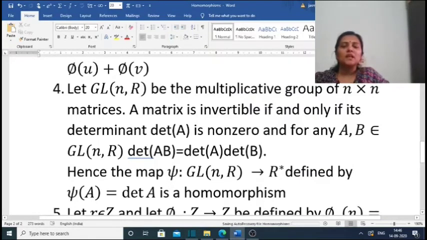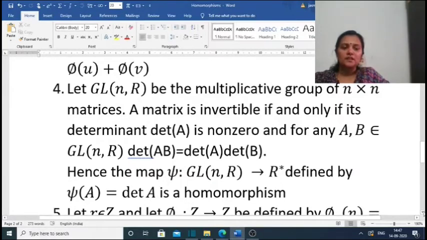Next example: let GLn R be the multiplicative group of n by n matrices. A matrix is invertible if and only if its determinant is not zero. So we define the mapping from GLn R to R star by phi of A equal to determinant of A. For all A, B, determinant of AB is equal to determinant of A into determinant of B, that we know. Therefore this psi from GLn R to R star, defined as psi of A equal to determinant A, is a homomorphism.